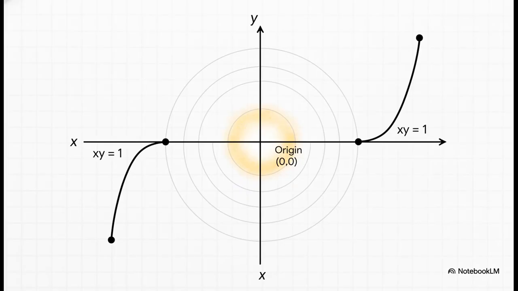All right, let's try another one. This is a classic distance minimization problem. Our constraint is the hyperbola xy equals 1. And our goal is to find the point on that curve that's closest to the origin, (0, 0). So what function are we trying to minimize here?